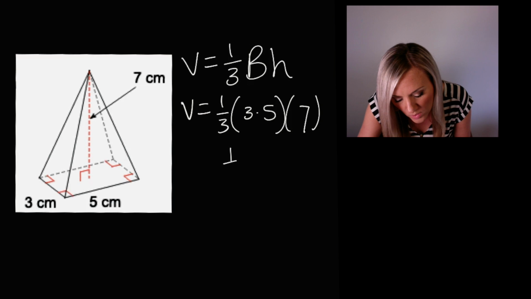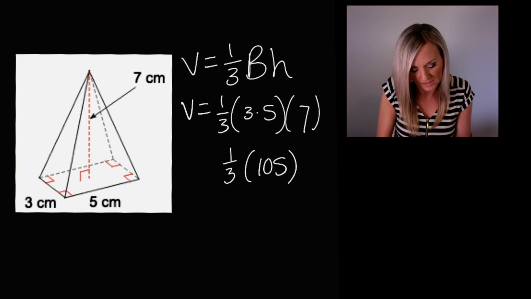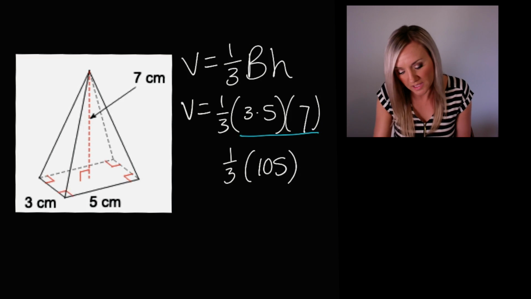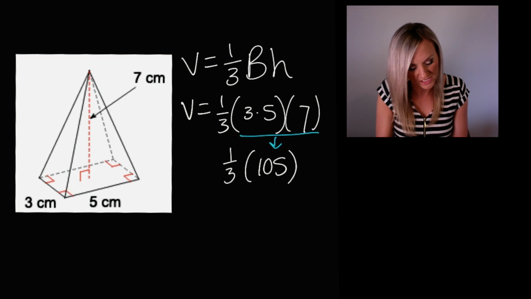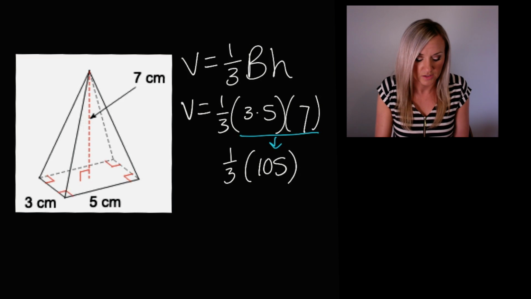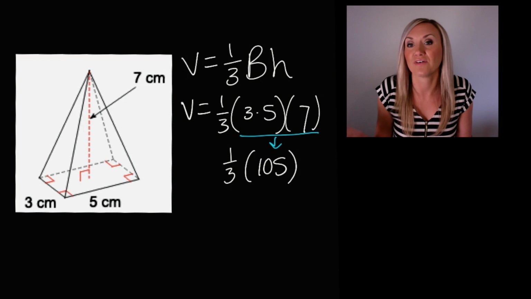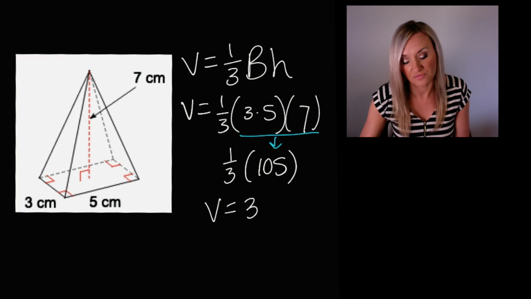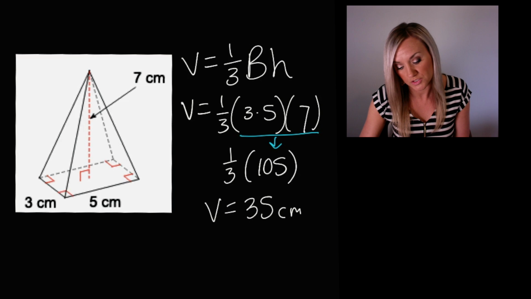So I'm going to write 1/3 of 105, and I'm going to highlight that. Take these 3, multiply, get 105, and then we'll take a third. When you're taking a third, or multiplying by 1/3, you can simply divide by 3. When you divide by 3, our volume is 35 centimeters cubed.